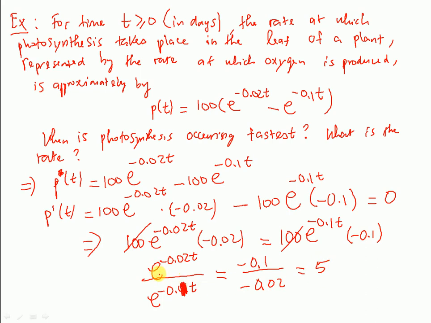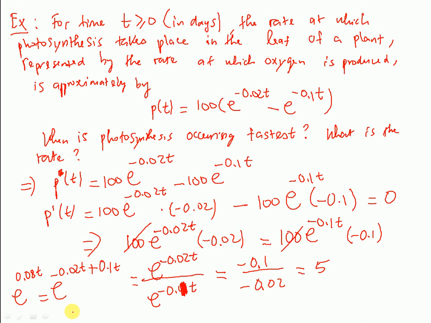And also, if we divide the two exponential functions, we have the same base, so we just subtract the exponents. So we have exponential minus 0.02t minus 4, minus becomes plus 0.1t, right? If we simplify this together, because they have the same base, we combine the like terms and get e to the 0.08t.